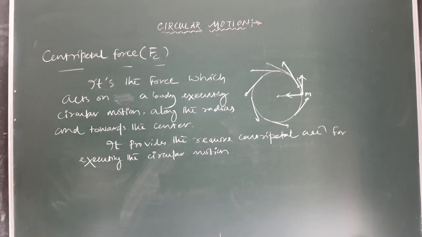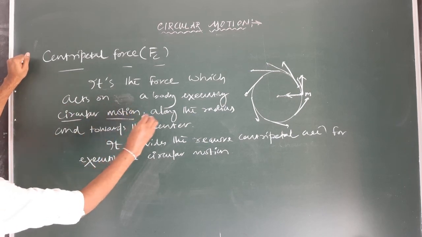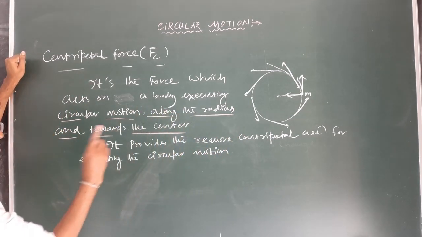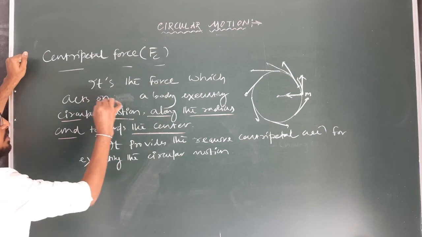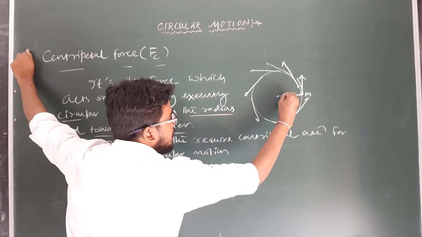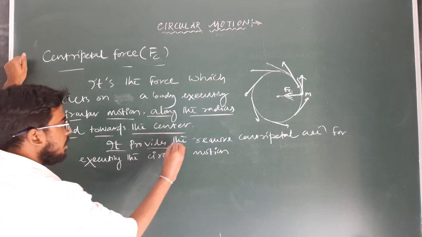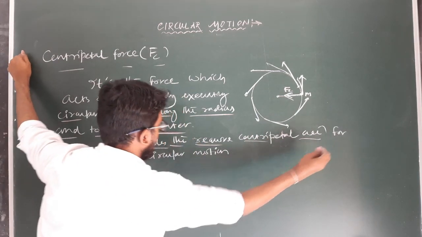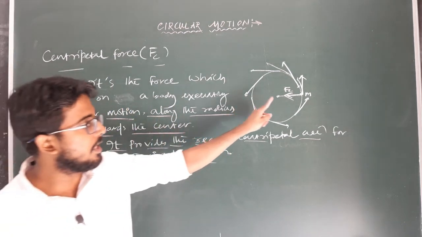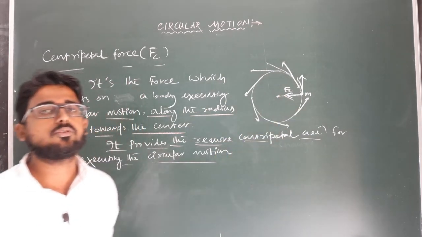Okay, so what is centripetal force? It is the force which acts on a body executing circular motion along the radius and towards the center. Clear? You have to remember this. And it provides what? The required centripetal acceleration for executing the circular motion, because it is necessary to have a centripetal acceleration for executing a circular motion. If there is no centripetal acceleration, then the circular motion is not possible.